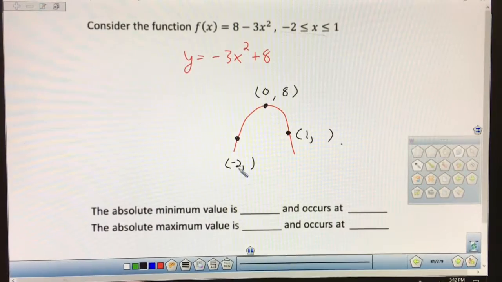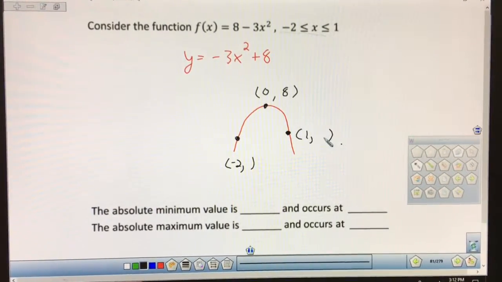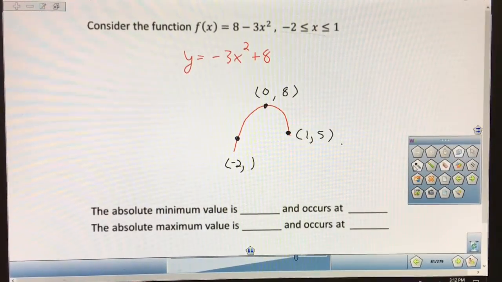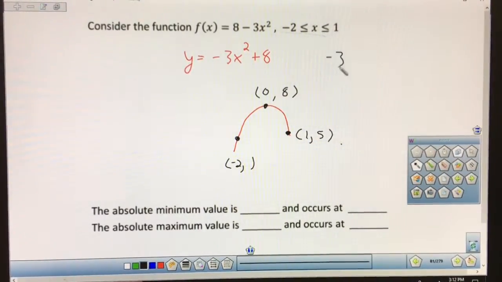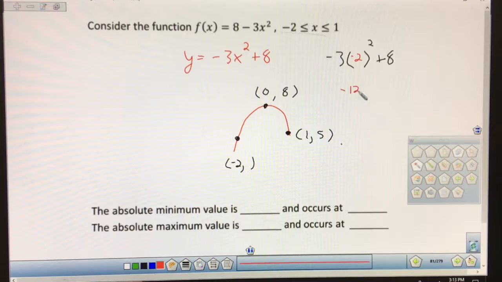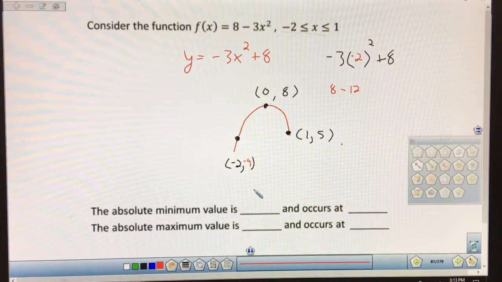Now, if I plug in negative 2, that'll give me a y value. If I plug in 1, that'll give me a y value. So I'm going to plug in the 1 there first. So 1 squared is 1. So that's going to be negative 3 plus 8 is 5. So I have a 1, 5. Now, I have no idea what's going to happen when I throw in the negative 2. So let's see. I throw in a negative 2 there. It's going to be negative 3 parentheses squared plus 8. I throw in the negative 2. That's 4. That's 4. Times negative 3 is negative 12. That's going to be negative 4. So my graph accidentally is accurate.